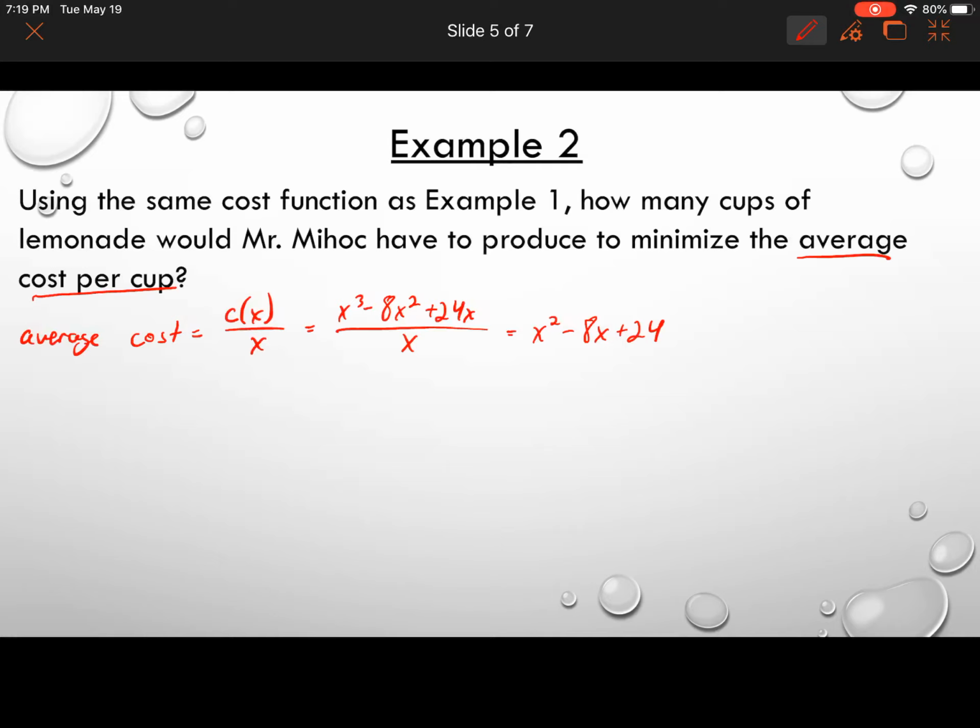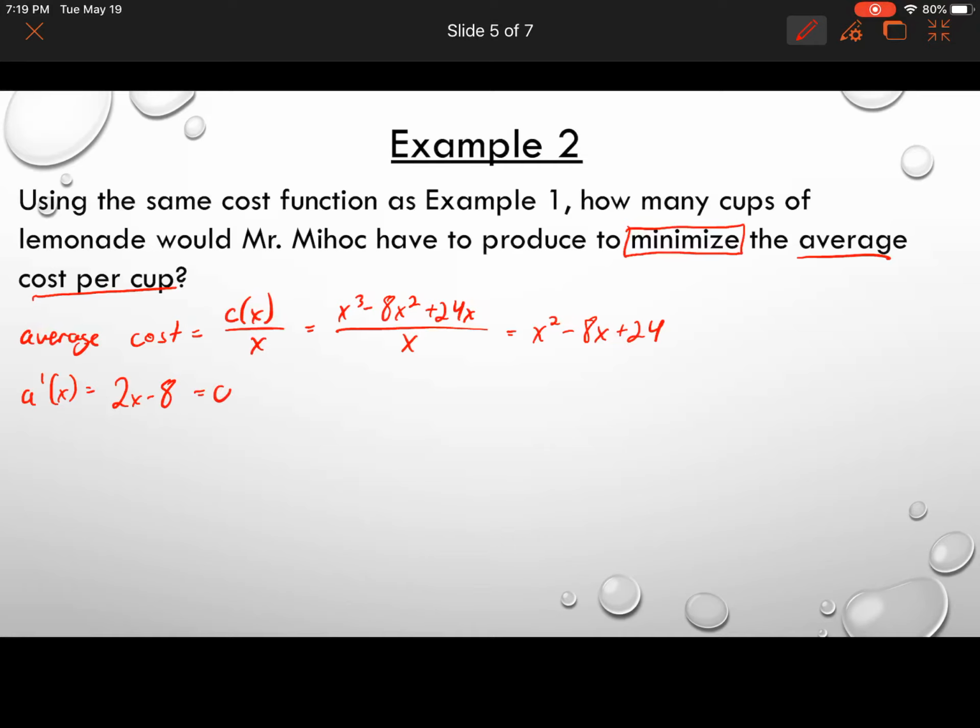So that is the function that we're trying to minimize. So that is the function whose derivative we will be taking. So let's just call that function a of x. And we want to find the derivative of that, so a prime of x. So this is pretty simple. 2x minus 8. So that's our derivative.